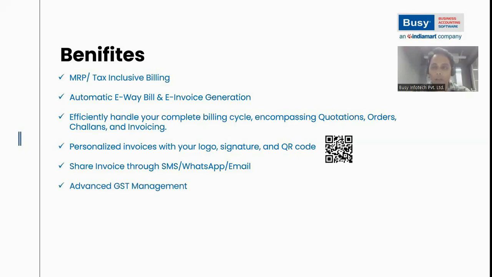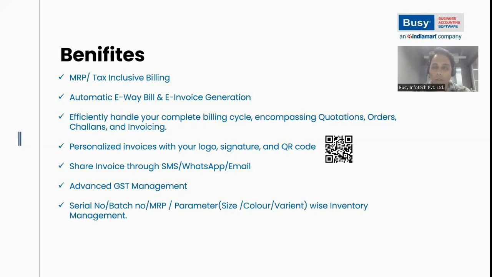You can get advanced GST management that includes automation features like 2A, 2B reconciliations and many other auto tax adjustment entries. Serial number, batch number, MRP and parameterized features are also available in Busy to manage your inventory. An auto backup system is also available, which you can take in Google Drive also. Sale and purchase analysis reports in graphical mode, you can get from Busy software.